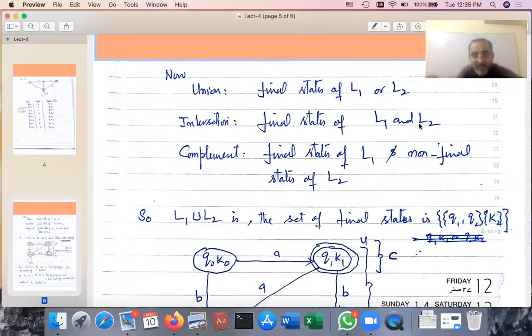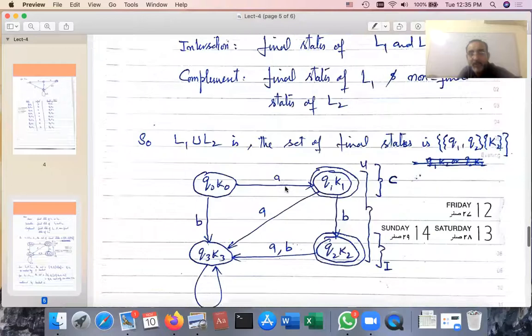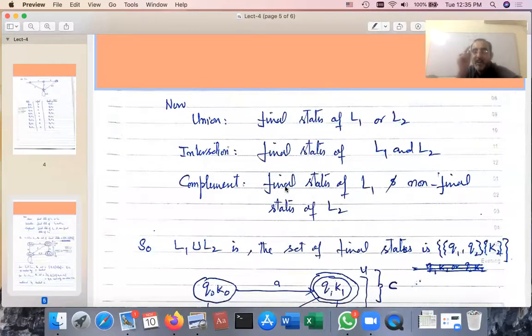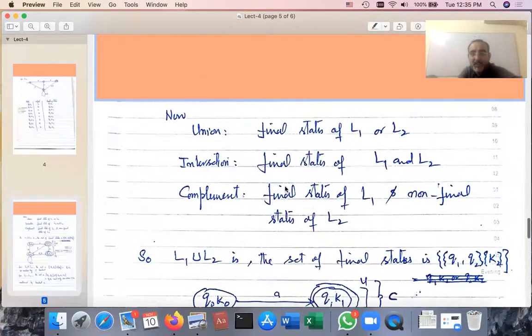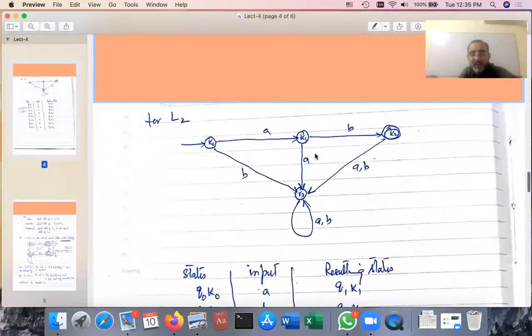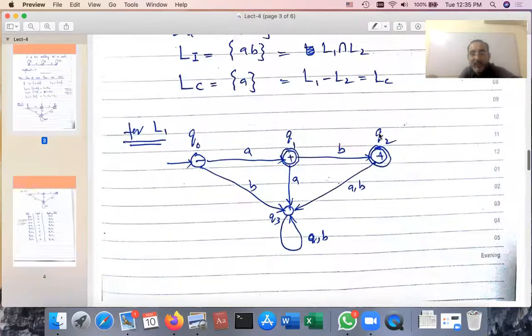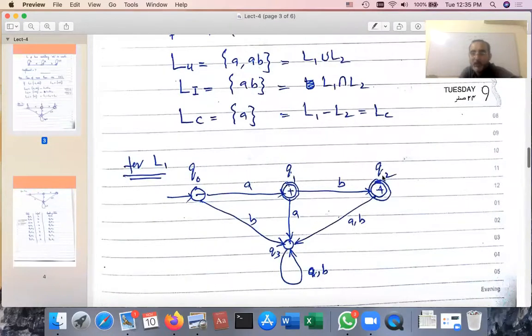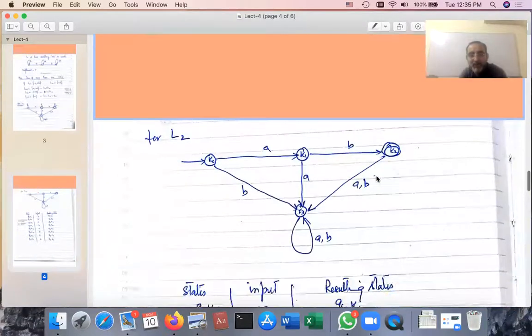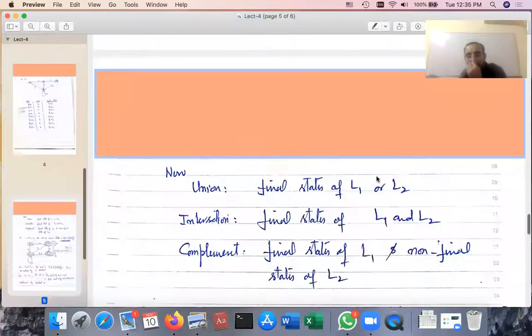So now, in this drawing, what are the final states? Q1, what are the final states? Here K2 and here Q1 and Q2. So this is an AND between these states. So final states of L1 and final states of L2 both are considered. Let's have a look over this. I will explain also.